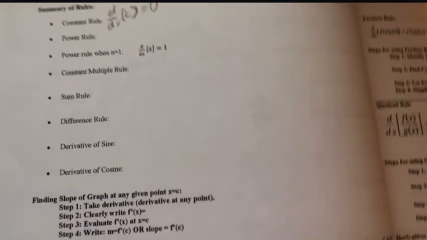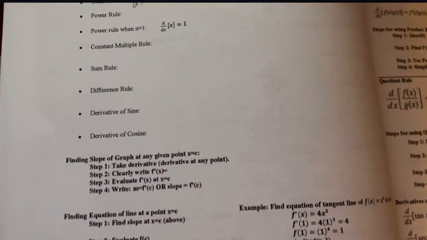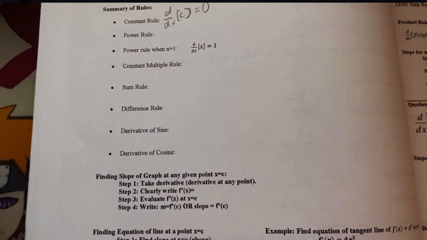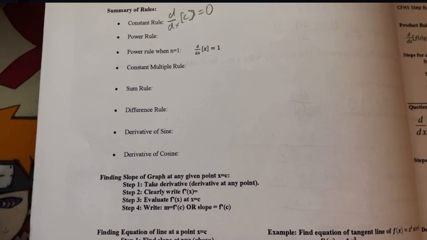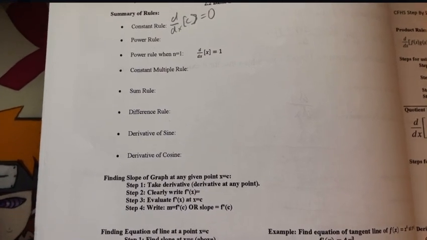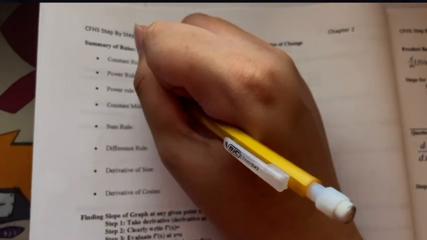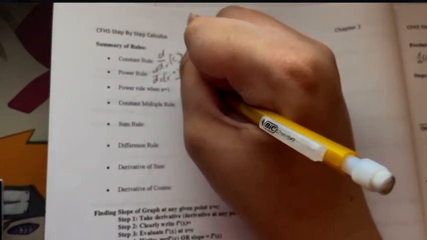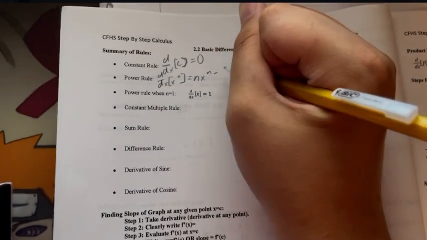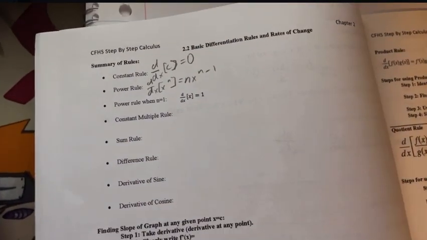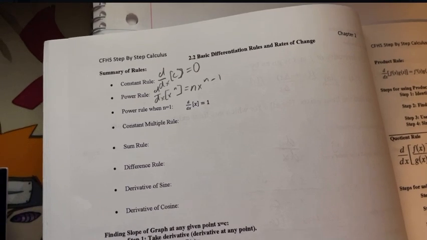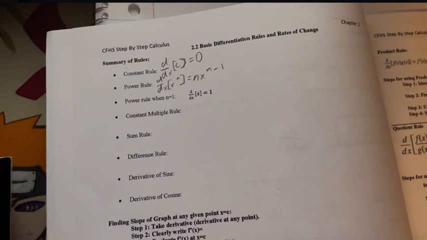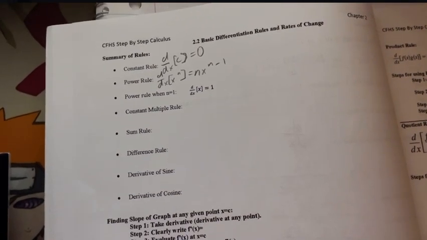The power rule. If n is a rational number, then the function f of x equals x to the n is differentiable, and d over dx of x to the n equals nx to the n minus 1. For f to be differentiable at x equals 0, n must be a number such that x to the power of n minus 1 is defined on an interval containing 0.